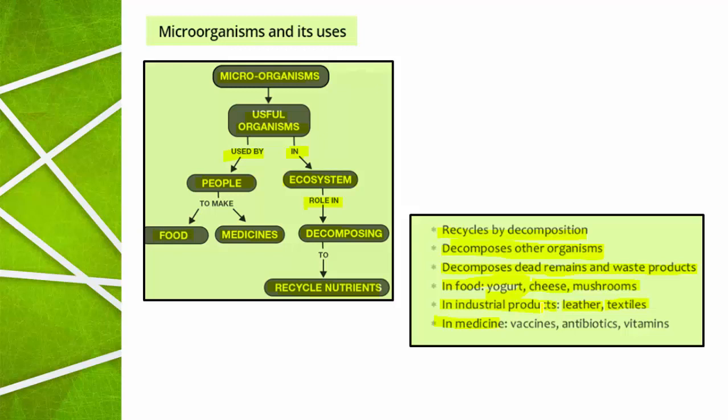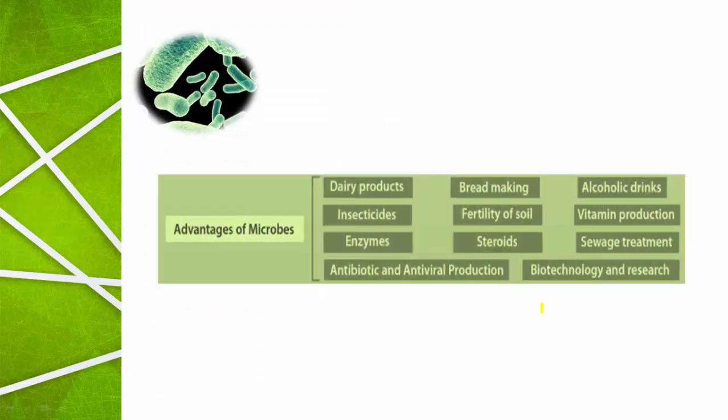The vaccines are also synthesized by using microbes. Antibiotics and vitamins are also synthesized by using microorganisms. In every part of human activity, we can find the use or application of microorganisms. And finally, one more simple chart: advantages or the benefits of microbes.